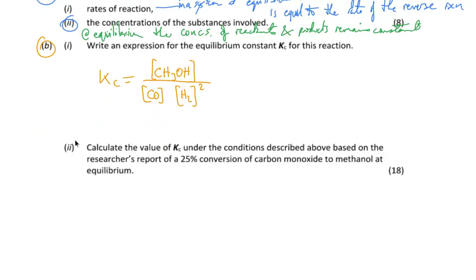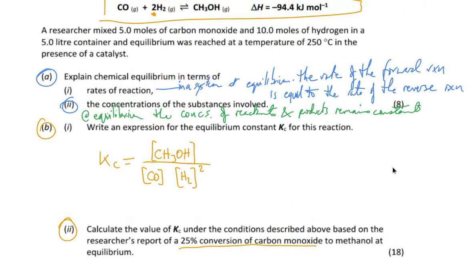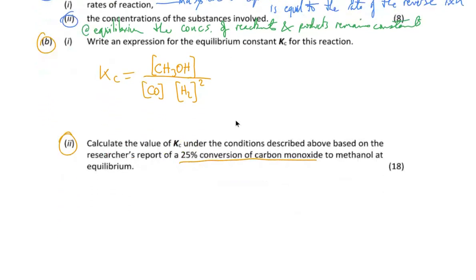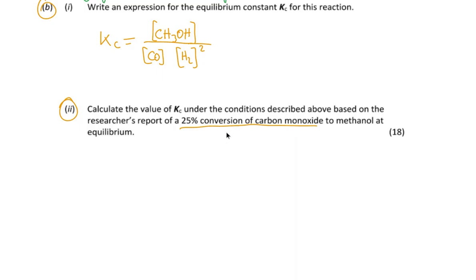Okay, part 2 of B. So this is the other part of the calculation. Calculate the value of Kc under the conditions described above, and based on the researcher's report of a 25% conversion of carbon monoxide to methanol at equilibrium. So we're given values up here. A researcher makes 5 moles of carbon monoxide and 10 moles of hydrogen in a 5 litre container. So that's important because we need to get it into moles per litre. So we make out our ice table.